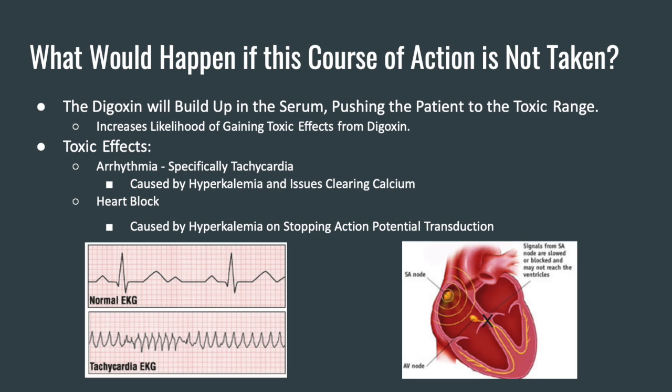If this course of action is not taken, the digoxin will build up in the serum, pushing the patient to the toxic range. This will increase the likelihood of gaining toxic effects from digoxin. These toxic effects include arrhythmia, specifically tachycardia, which is caused by hyperkalemia and issues clearing calcium, as well as heart block caused by hyperkalemia and stopping action potential transmission.